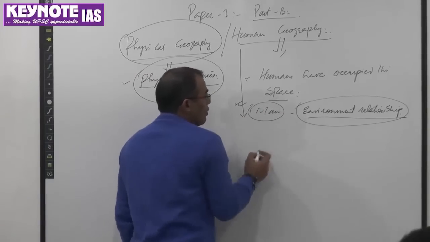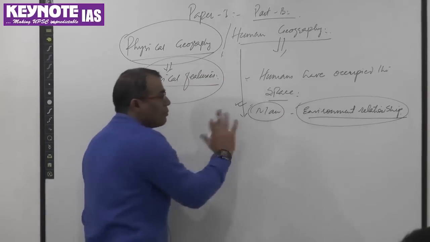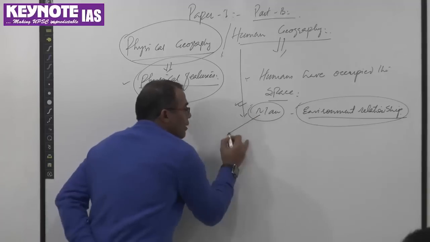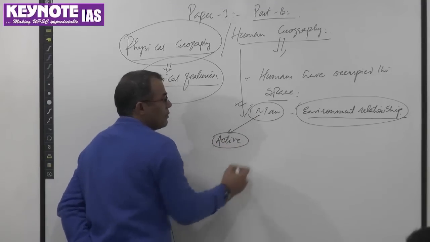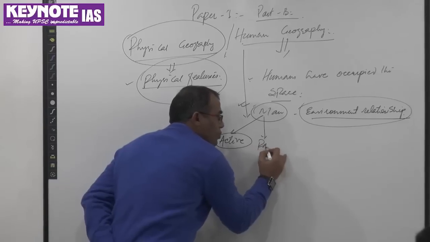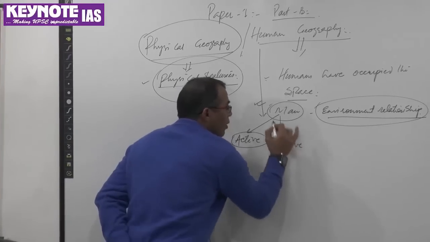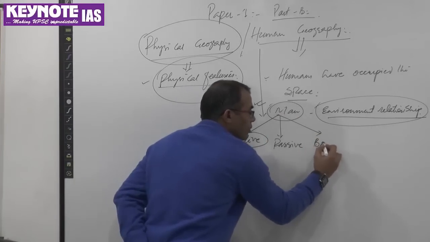What is the role of the geographer? In the man-environment relationship, whether man is an active agent, a passive or neutral agent, or a combination of both.